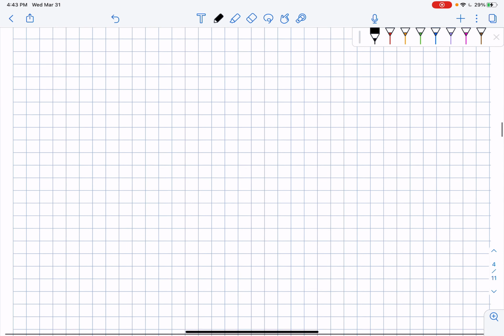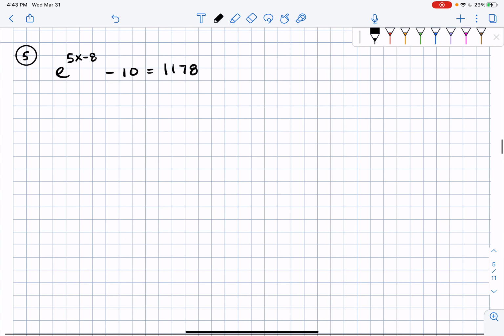Okay, so there's number 4. On to number 5. All right, so I see an E. So let's get that by itself first, right? So let's go ahead and add 10 to both sides. So I'm going to have E to the 5x minus 8 is equal to 1188.